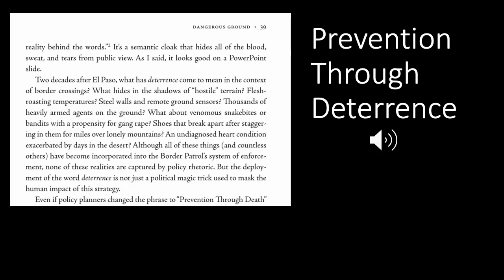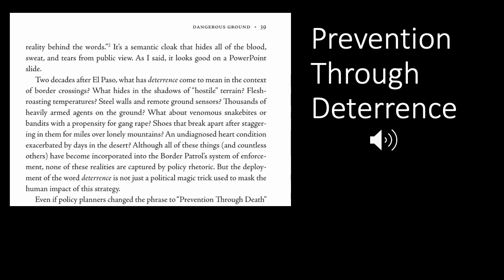And on page 39, Jason De León is going to explain a little bit more what he means by that sanitized language. So with prevention through deterrence, he says there's no graphic reality to that image, right? When we imagine prevention through deterrence, there's not necessarily a picture that we would imagine that goes with those words. So he wants to paint us that picture.